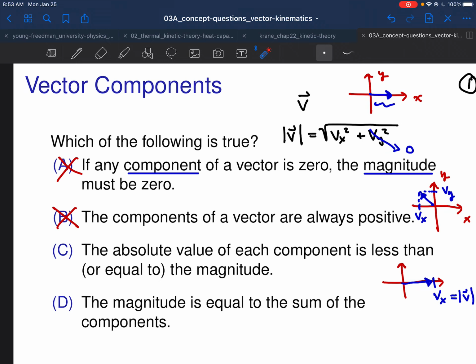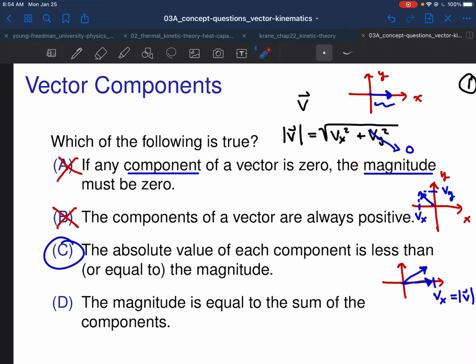And if I move that thing off of the x axis, then the x component would get smaller. So let's just show that. If I keep it the same length, but then move it off the axis, well, you can see that the x component is now a smaller number, and now there's some y component number. And so these numbers are always less than the magnitude. So what's true is that the components are always less than the magnitude. So the absolute value of each component is less than the magnitude is absolutely right. So let's say yes for that one.